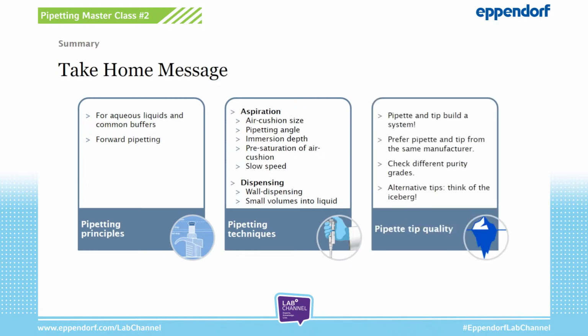And finally, the choice of pipette tip is as important as the choice of pipette. A pipette is just as good as its tip. Although being single-use items, tips can impair your pipetting results, and the ISO 8655 defines the pipette and tip as a system, so it is recommended to purchase both from the same manufacturer and determine what purity of tip is required for your application to collect reliable data. If you need to use alternative tips, think of the iceberg.